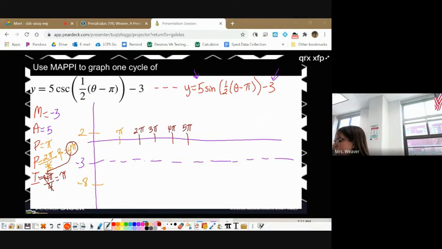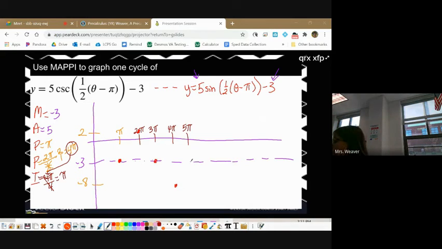With a dashed line, we're graphing a positive sine function. So positive sine function starts at the midline, like all sine functions do. Then it goes to the maximum, then midline, then minimum, then midline. Connecting that with a dashed line, because it's not part of our curve, it's just going to help us find our graph. Dashed line because it's not part of our actual graph that we're looking for. Okay, that's one cycle of 5 sine 1/2 theta minus pi minus 3. Questions on that?